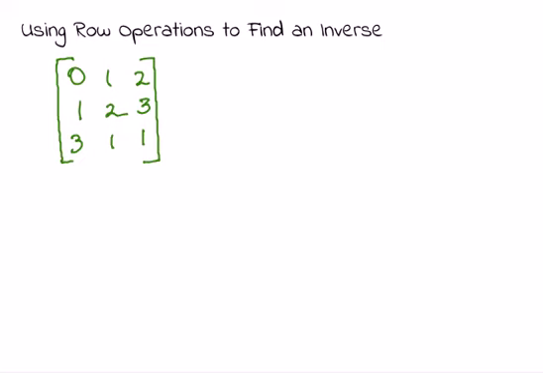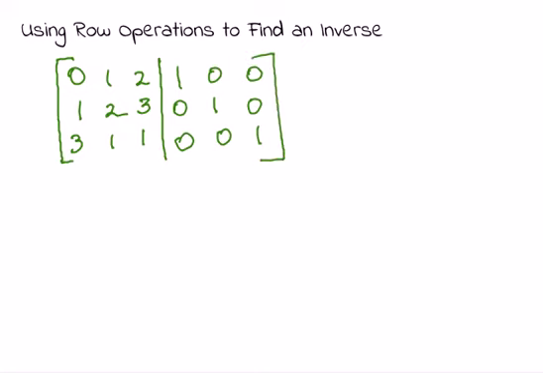In this video, we are going to use row operations to find the inverse of this matrix. Whenever we do this process, our first step is to augment our initial matrix with the identity matrix. So let's just get rid of this. And I'm going to augment with the identity matrix 1, 0, 0, 0, 1, 0, 0, 0, 1. We're going to use the 3 by 3 to augment because that's how many rows we have in our original matrix. Now we're going to use row operations.